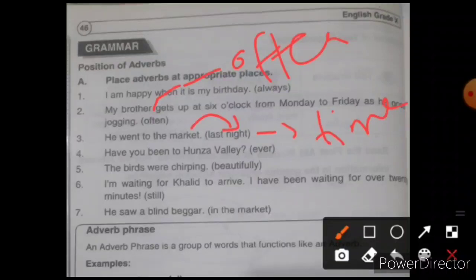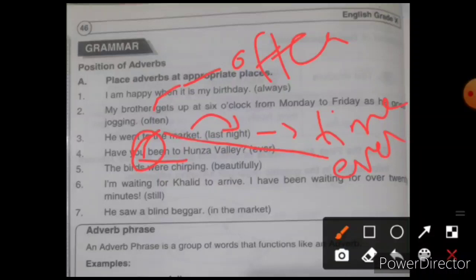Then we have the next, have you been to Hunza Valley? So again, where are you going to put ever? You are going to put it before this been. Okay, it is a form of be. So after you, you're going to say have you ever been. Over here the position will be after have you, so it will come in this position.